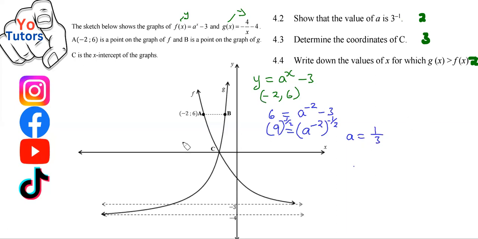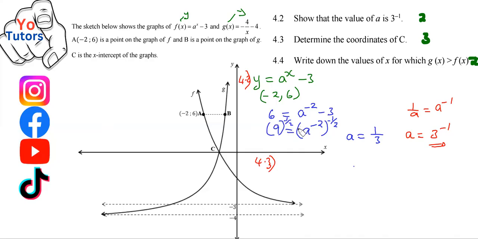But according to exponents, what we know is that 1/a is also equal to a to the power -1. So in this case, your answer a will be equal to 3 to the power -1. Now let's go to 4.3. This is 4.2. Let's go to 4.3.